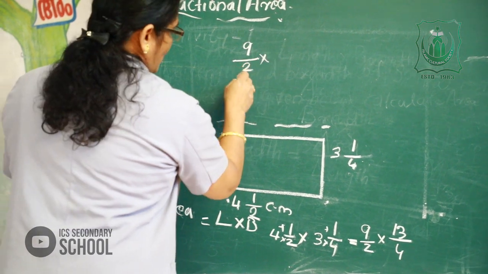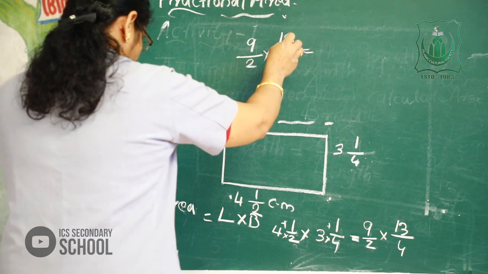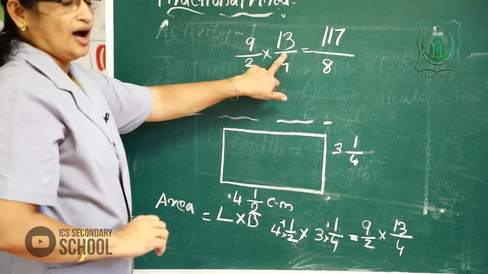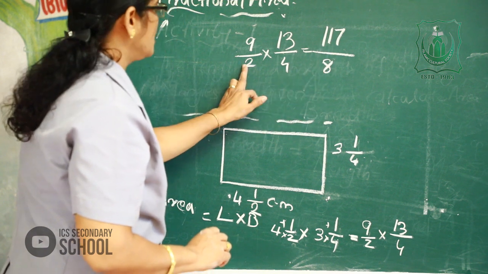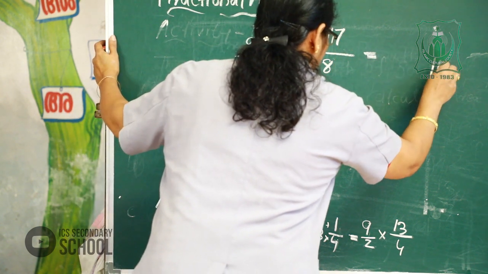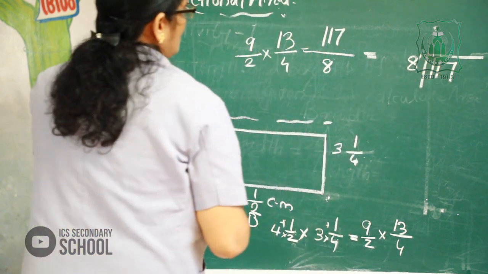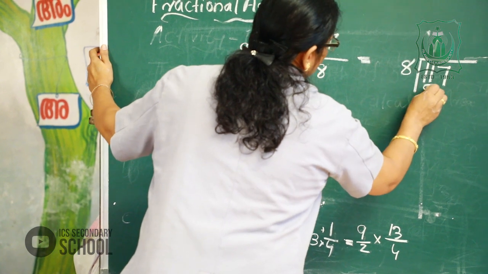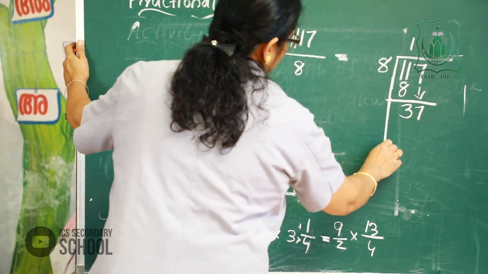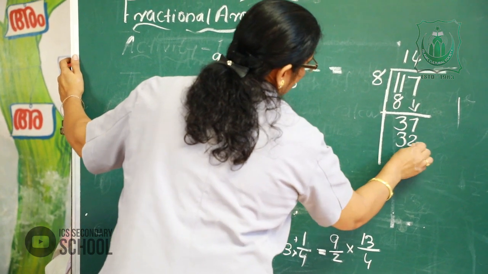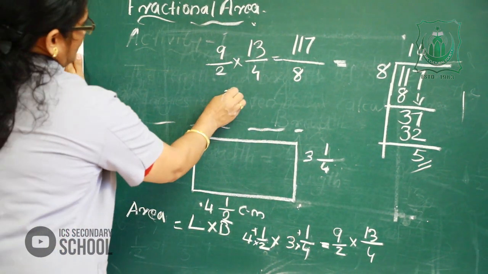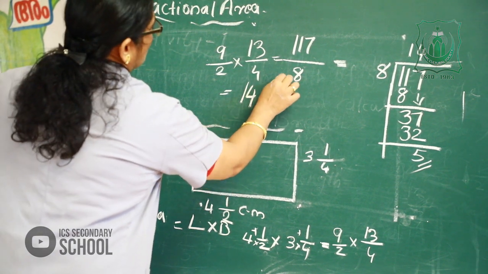Nine divided by 2, into 13 divided by 4. 9 into 13 is 117, divided by 2 into 4 is 8. 117 divided by 8: 8 into 14 is 112, remainder is 5. So the answer is 14 and 5 by 8.